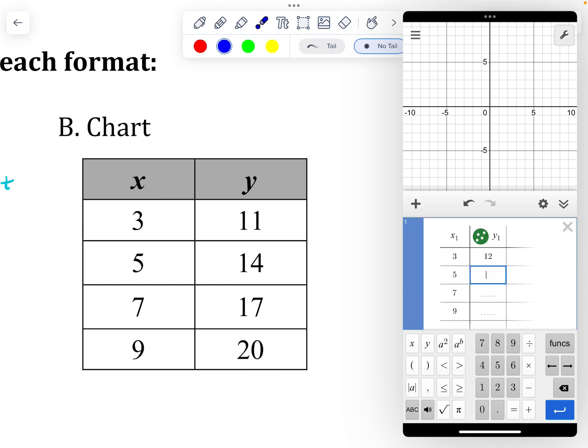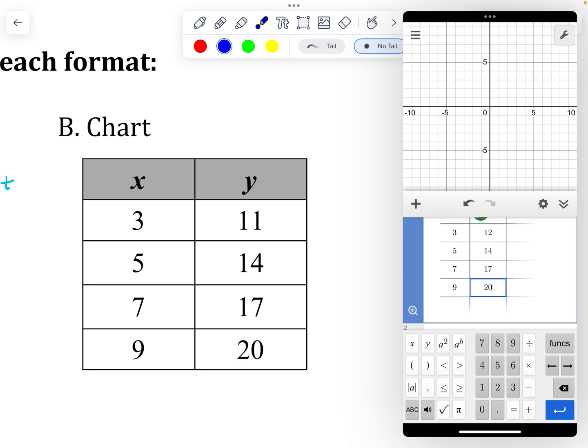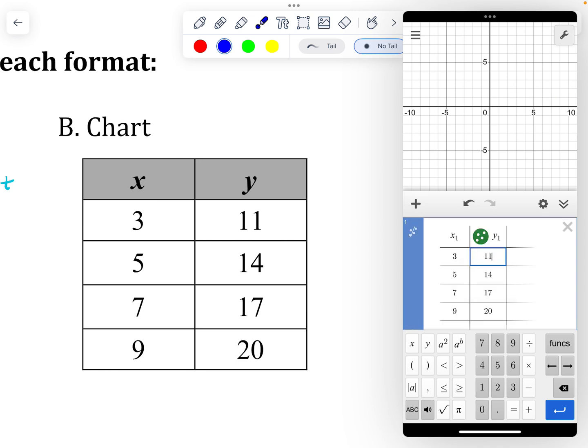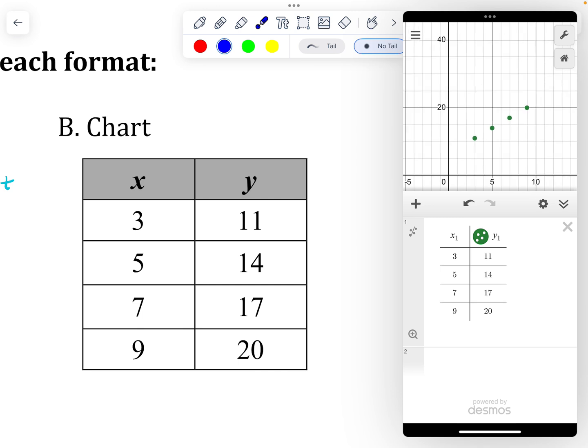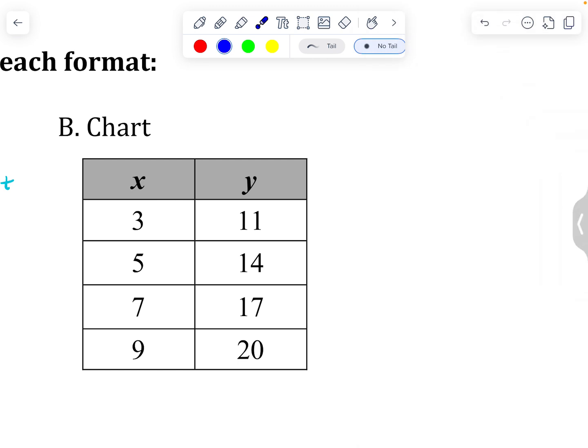So we got 11, that's not 11, but whatever, I'll come back and fix it. And 20, and that's 11. All right, so now you see these dots showing up. I want to program Desmos with a line that hits all those points, right? So I need an equation.